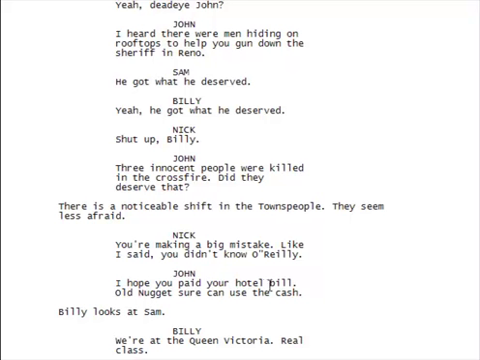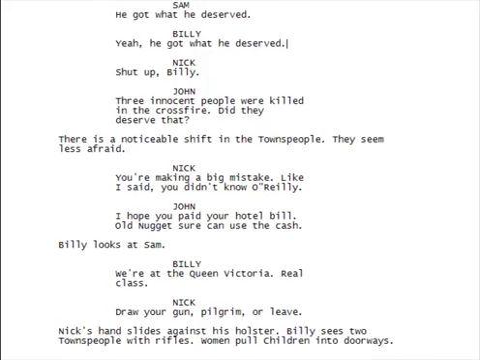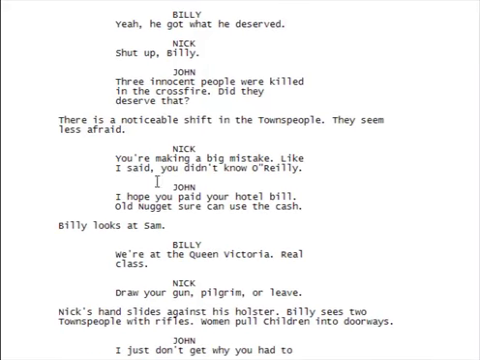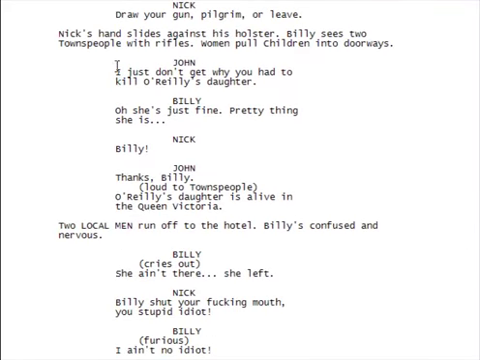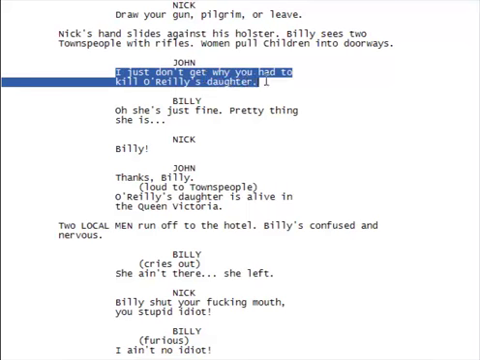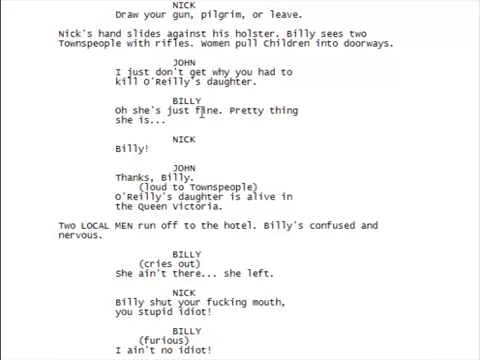So here we have John tricking them, which is part of John's subtext. He's tricking them into essentially displaying their worst sides. When Billy says, Nick, draw your gun, Pilgrim, or leave, again, he's showing his confidence. John says, I just don't get why you had to kill O'Reilly's daughter. Once again, he's tricking them. Billy gives it away. Nick, Billy. So Nick's line in this whole thing, we've got a lot going on, and Nick's lines are kind of the least powerful. So I'm kind of concerned about that.